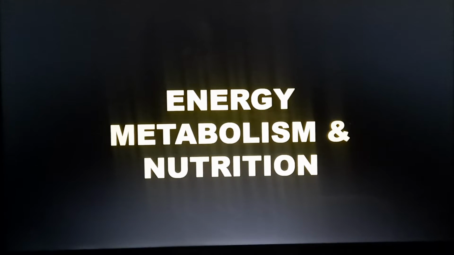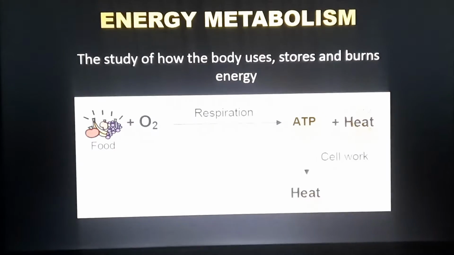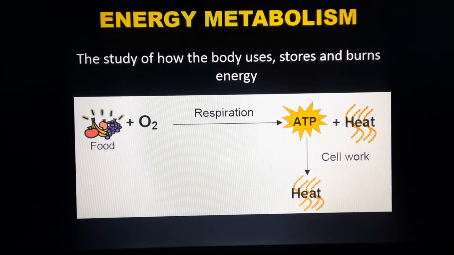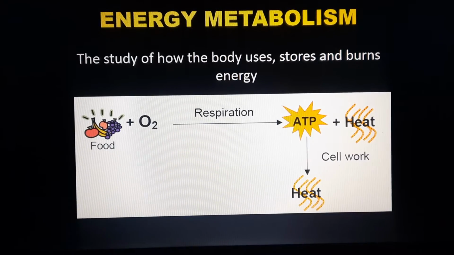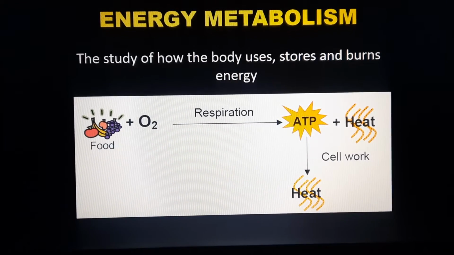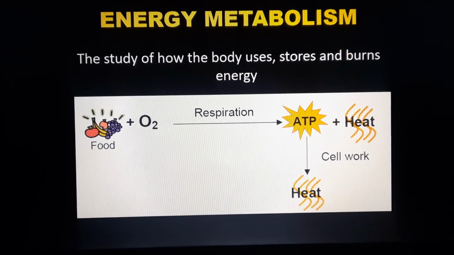In this lecture, we will study energy metabolism and nutrition. Energy metabolism is basically the study of how the body uses, stores, and burns energy. The food which we take in diet is combusted in the body and it produces heat, which is required for the cellular work as well as work of the tissues.